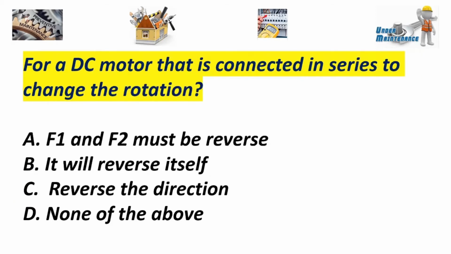For a DC motor that is connected in series, to change the rotation, A. F1 and F2 must be reversed. B. It will reverse itself. C. Reverse the direction. D. None of the above. Answer A. F1 and F2 must be reversed.